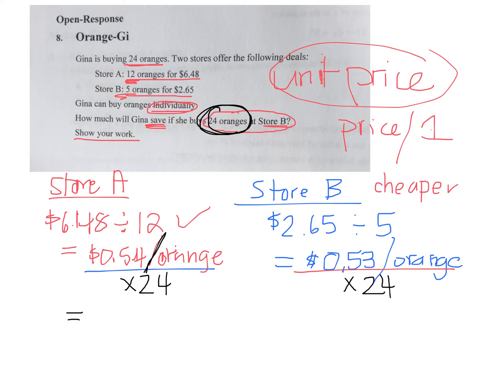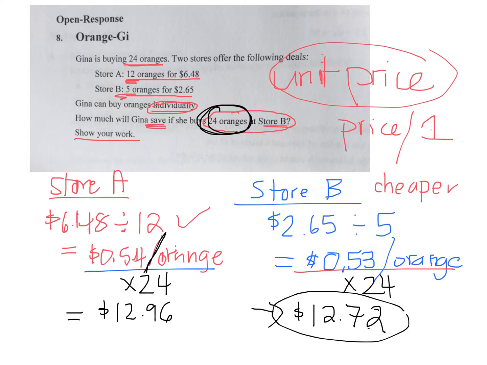Store A will cost $12.96 for 24 oranges. How much will it cost at store B for 24 oranges? $12.72. Oh, 72 cents. Thank you. Let me erase that. $12.72. Okay, and we can still see that store B is cheaper. This is less than $12.96.